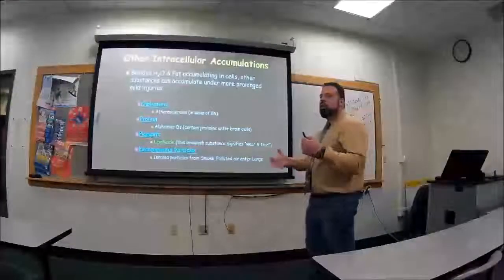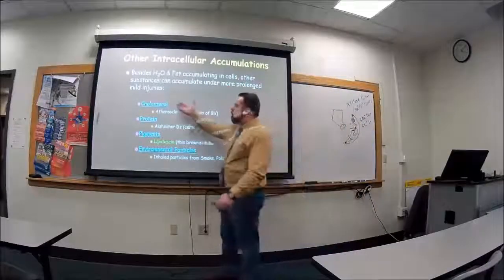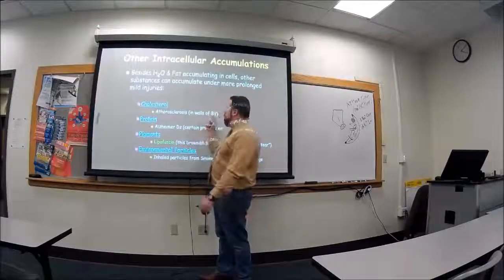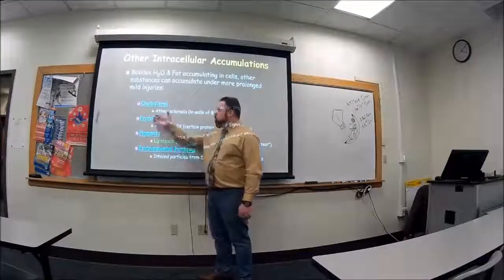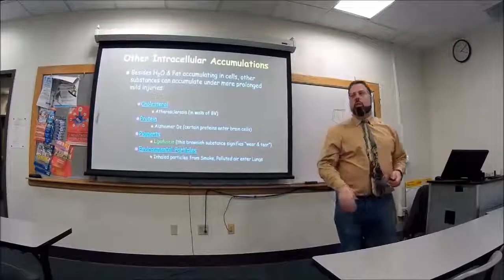Other things that could accumulate inside this cell besides water and fat, we could also have cholesterol leading to atherosclerosis when it starts building up the walls of these blood vessels. Okay, proteins, pigments, environmental particles, and so forth could also build up in here.